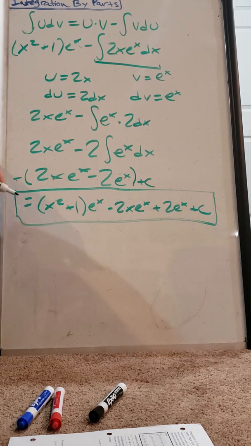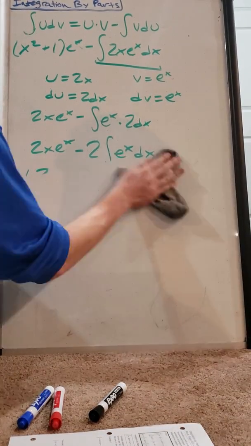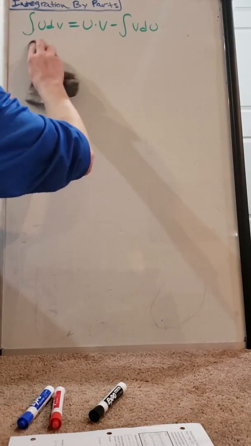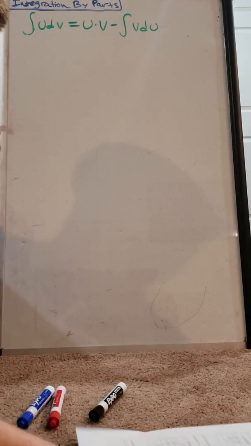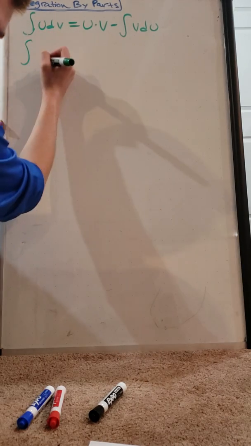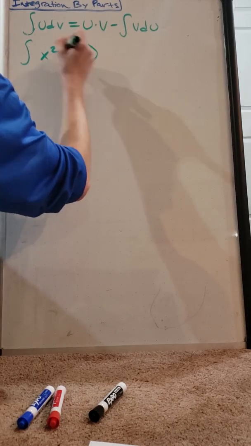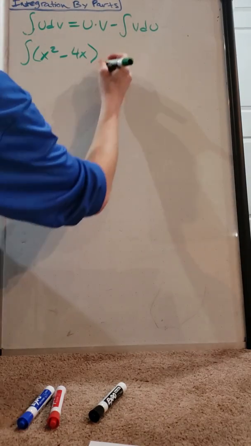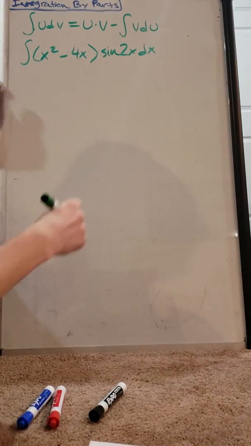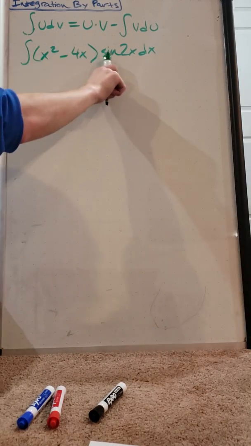So yes, that is a lot of work, and there is a much easier way of doing all of it using the table method. If we go to the back of our sheet, we have the integral of x squared minus 4x times sine 2x dx.